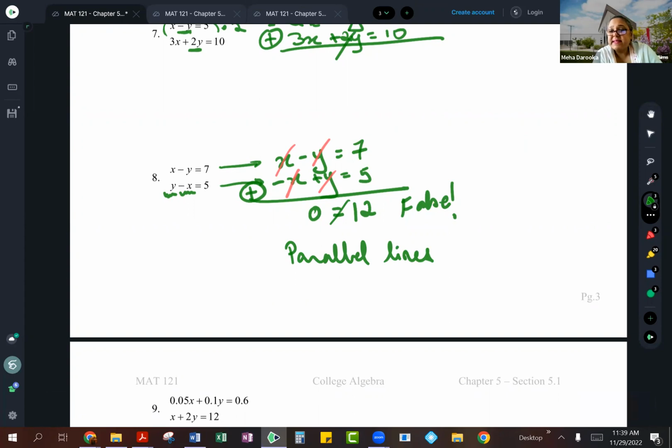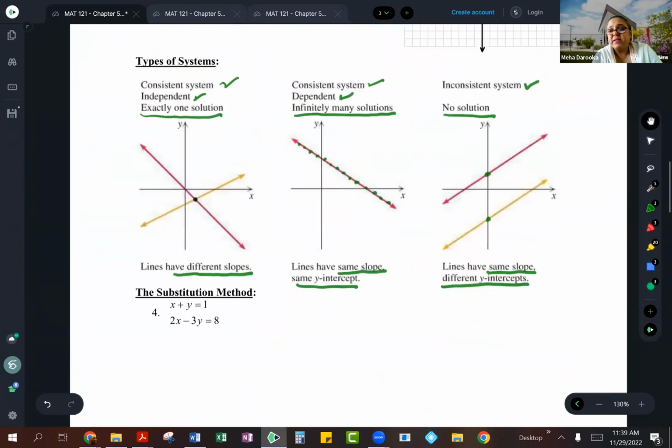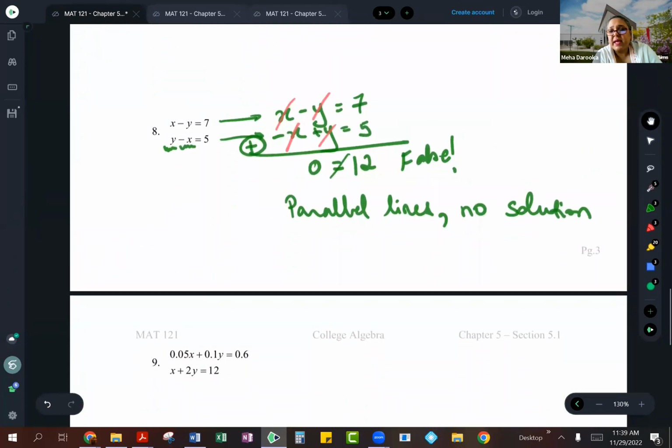So that tells us these are parallel lines, and parallel lines have no solution, because remember, these lines do not touch or cross each other. They will always stay parallel, and that means you will never have any common point between the two lines, so you have no solution. And so this is what would end up when you are looking at parallel lines.